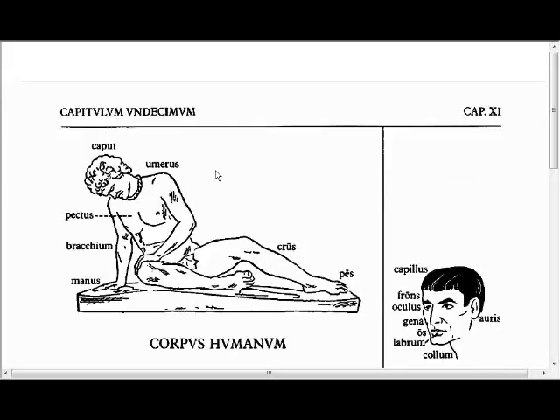So if you look here, we have caput, which ends in t, so that follows the "lnt" rule. That's neuter, for head. Humerus, we know, is second declension, shoulder, masculine. Crus, cruris follows the "us, ris" rule. You have to know the genitive. Pes, pedis breaks the rule. It's masculine, although it ends in s.